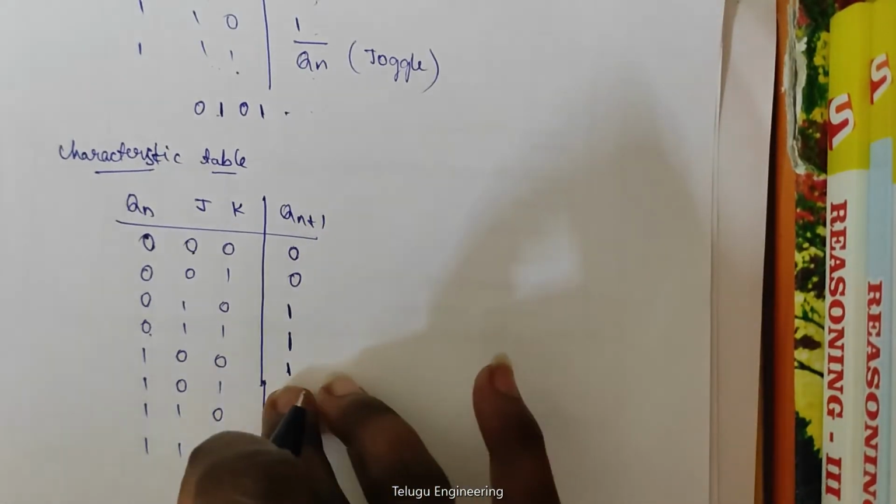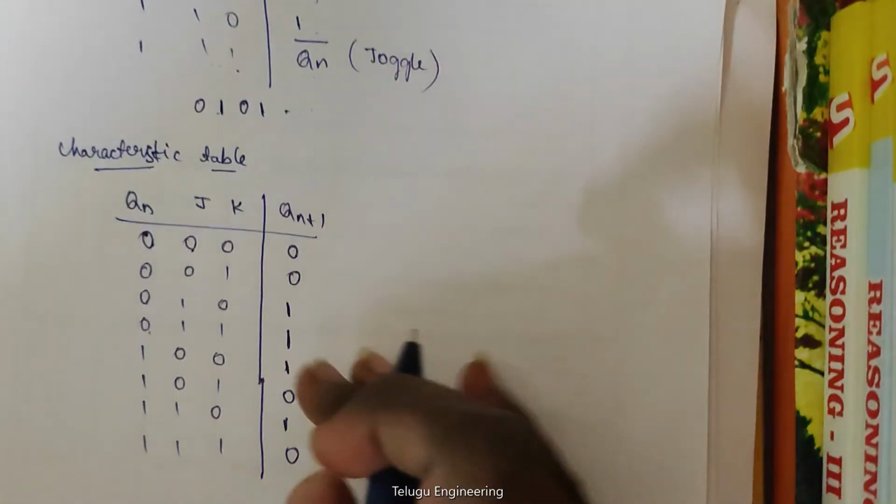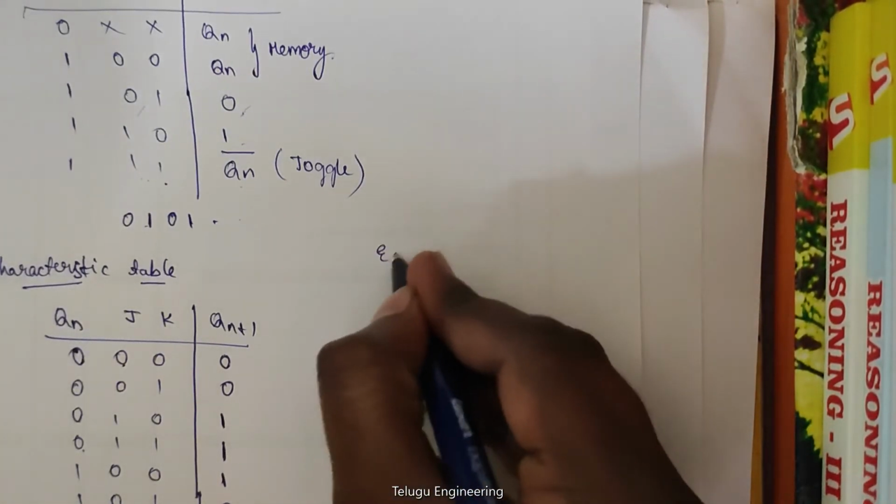Okay, so after finding the characteristic table, the characteristic table is done. So next we are finding the important one, that is your excitation table.